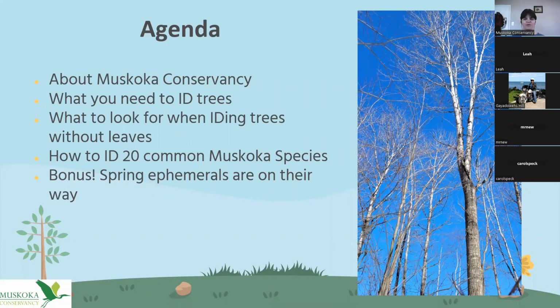Awesome. So I'll go through our agenda quickly for what we'll be chatting about today. I'll start things off with a bit about Muskoka Conservancy. Then I'll go through the few little things that you need to identify trees and some tools that will help you with that. Then we will look at what specifically you'll want to look at when identifying trees without leaves. I'll go through what you want to consider for our conifers as well as for deciduous trees. Then we will go through how to identify 20 common Muskoka species. So hopefully I'll be able to get through all of those relatively easily.